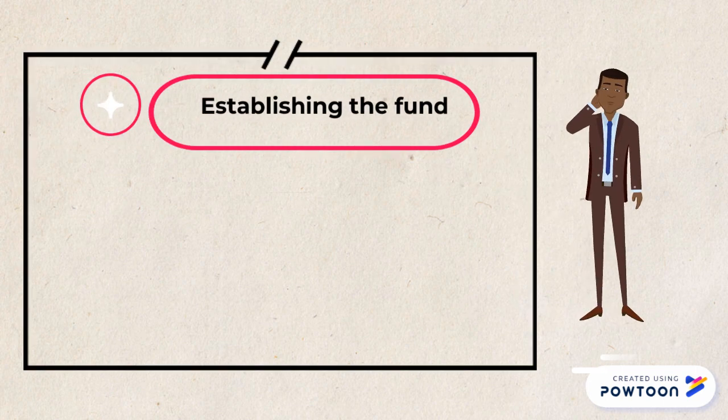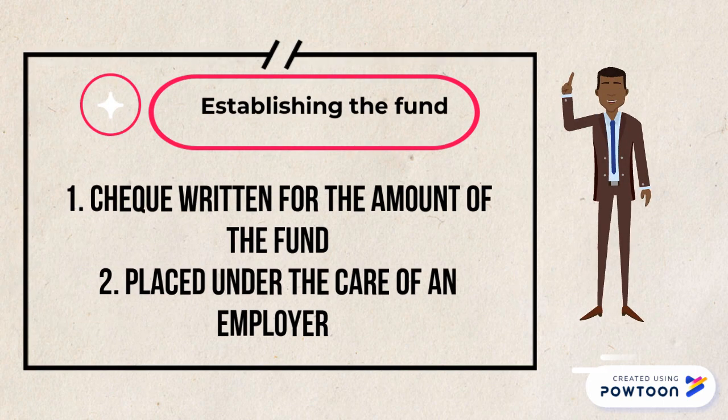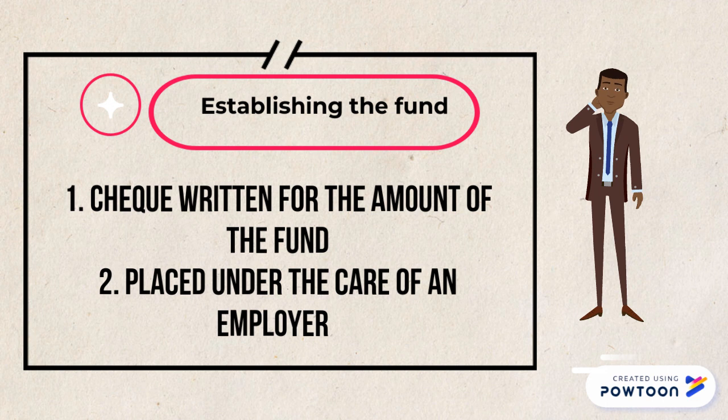In order to establish the fund, there are two simple steps to follow. 1. A check is written for the amount of the fund, and 2. It is placed under the care of an employee designated as custodian.